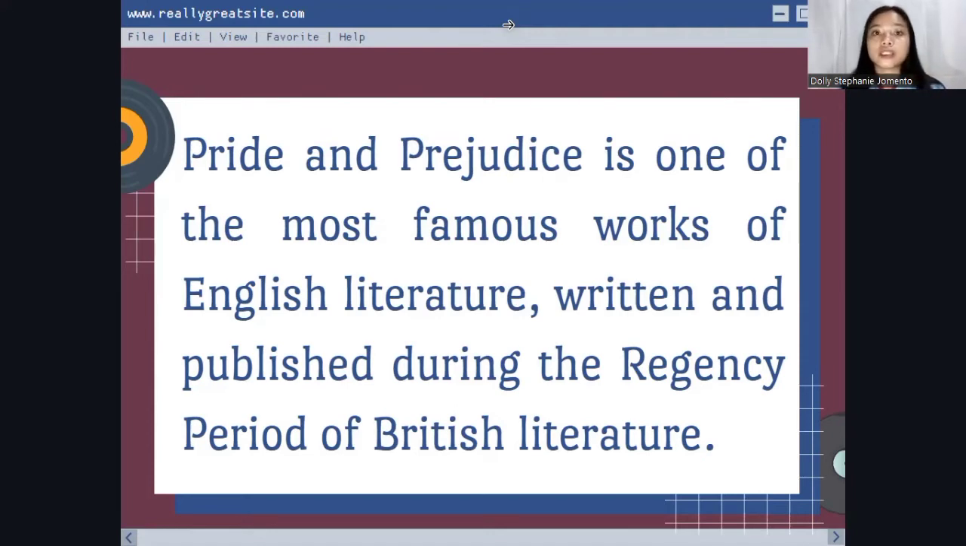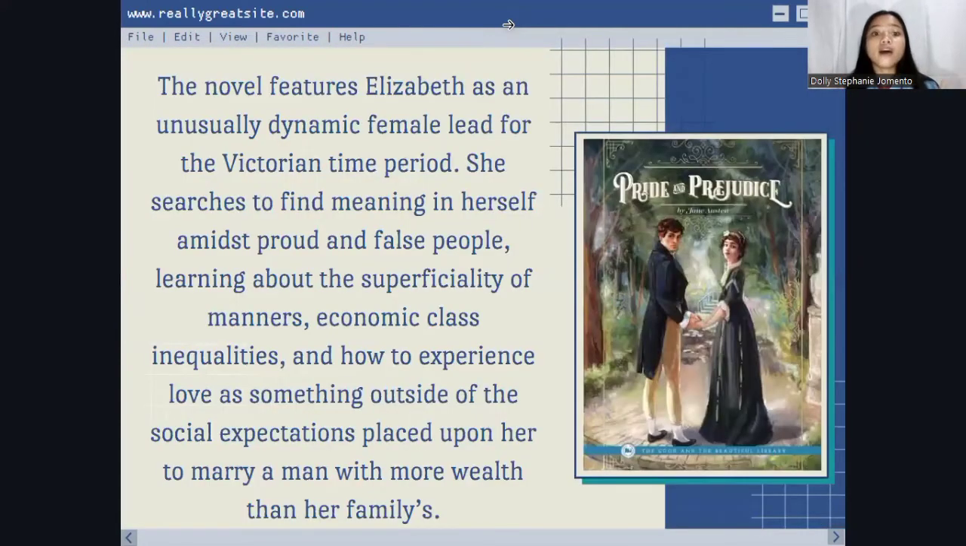If you enjoy the Regency style in prose fiction, there's a subgenre of romance novel set in this period featuring characteristics found in the work of Austen, Shelley, and Scott. The novel features Elizabeth as an unusual dynamic female lead for the Victorian time period. So we have to focus on what's written on the screen.